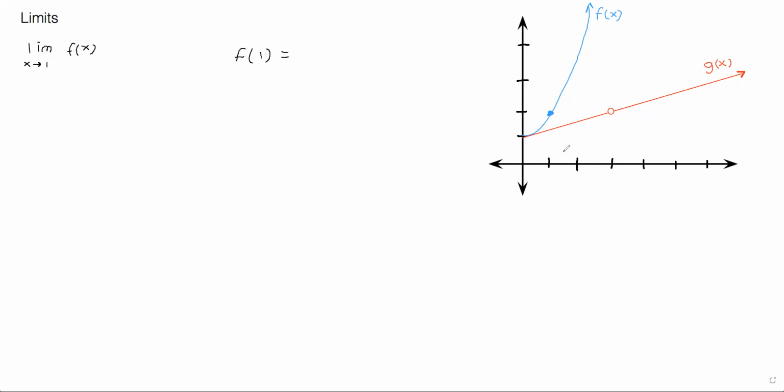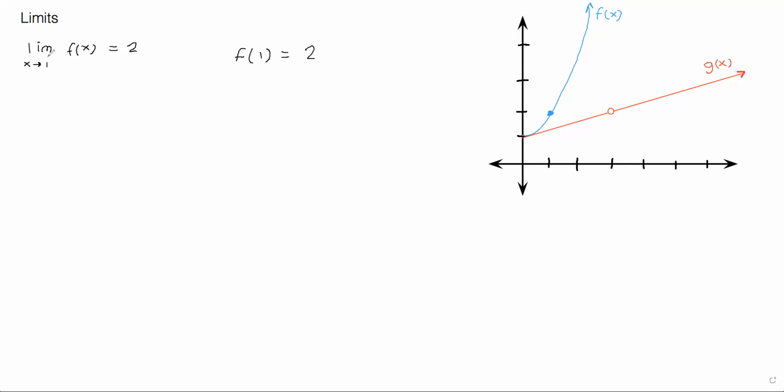So let's see if it exists. f of x would be our blue function. If we plug 1 in for x, we get a y value of 2. Very nice. Because this does exist, because f of 1 is equal to 2, that tells us that the limit as x approaches 1 of our function f of x is also equal to 2.